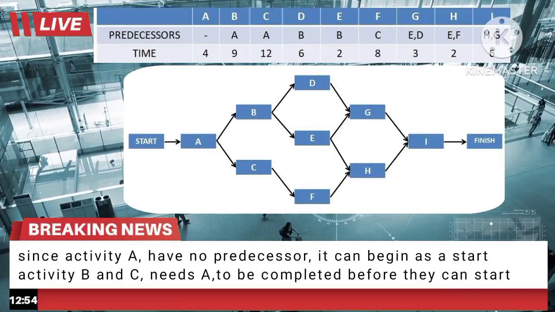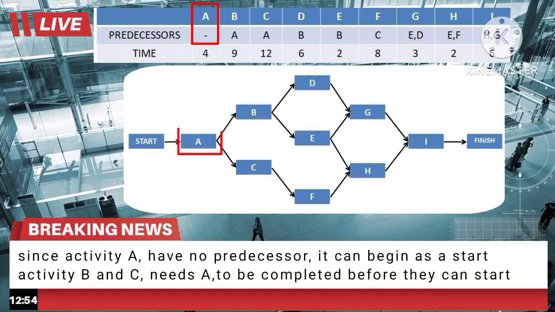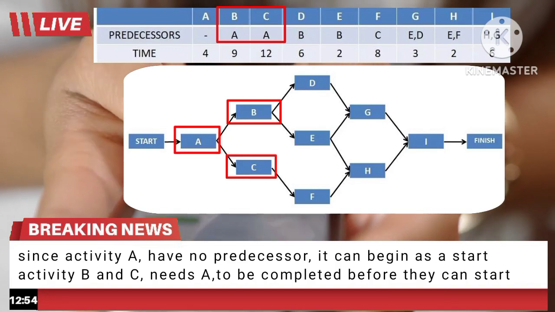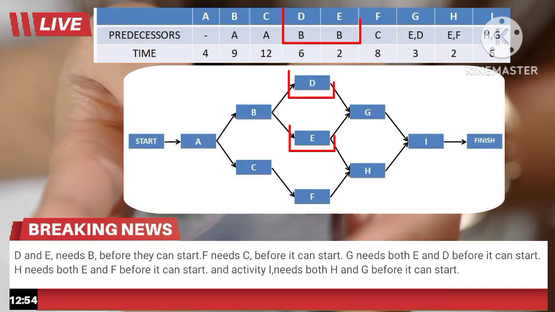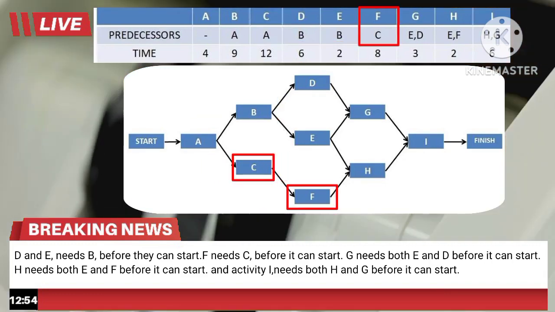And now, we will sketch the diagram. Since activity A has no predecessor, it can begin as a start. Activities B and C need A to be completed before they can start. D and E need B before they can start. F needs C before it can start.